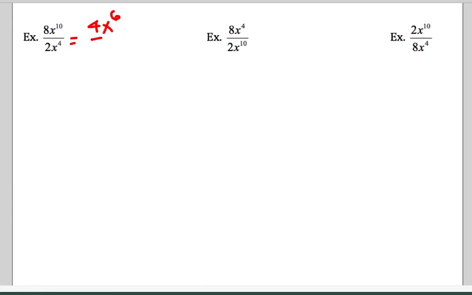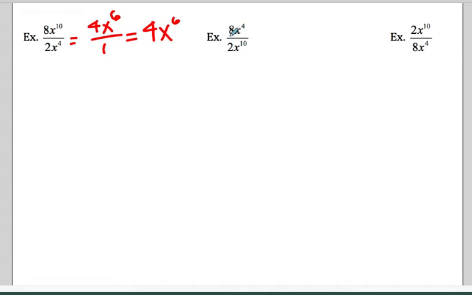You can put that over 1, but you do not have to. 4x to the 6th without the fraction bar is the simplest form. Okay? So I'd like you to go ahead and pause this video, try the next 2 examples on this row, use the same strategy that we did here. When you're done, hit play.